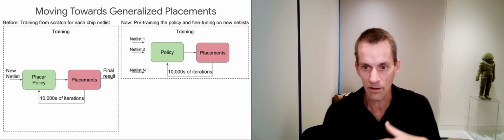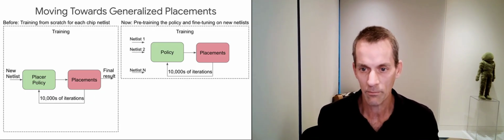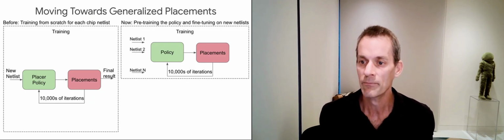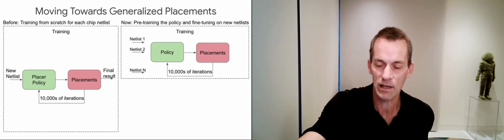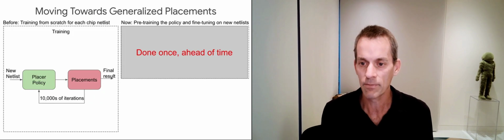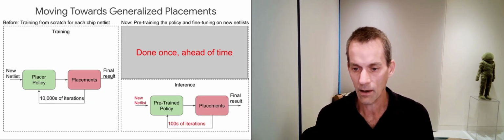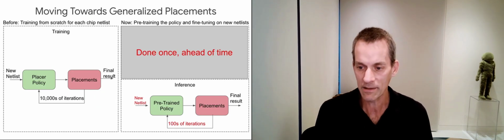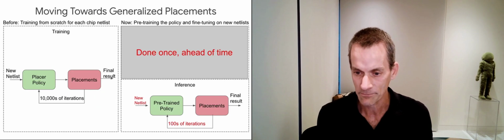Now one of the things we do is we pre-train the policy on a bunch of different netlists, so a bunch of different chip blocks of various kinds, even across different chips, and then we can fine-tune on new netlists. So tens of thousands of iterations to pre-train this policy. But then that's done once ahead of time, and then you get a new netlist with a pre-trained policy, and then it only takes hundreds of iterations to actually get to a high-quality placement.